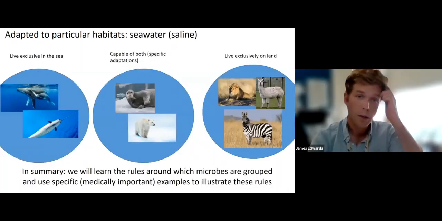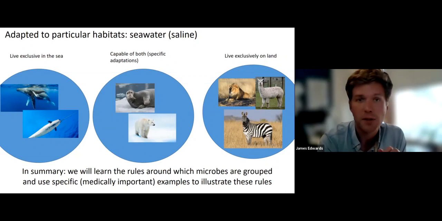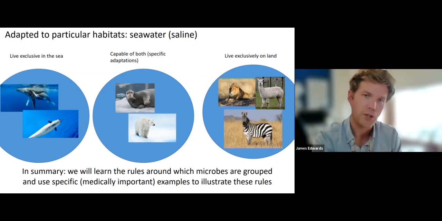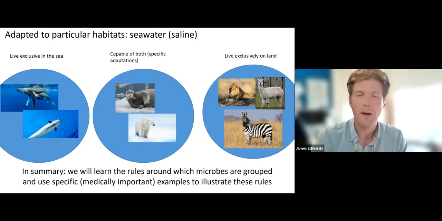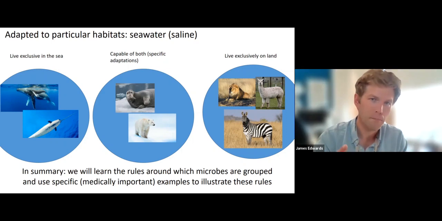Let's think of another example. So we could think about adaptations to specific habitats. We could think about creatures which are freshwater, saltwater, capable of both. And we can go on and on and on, by the way, but learning about these heuristics means that we can start to learn general rules.